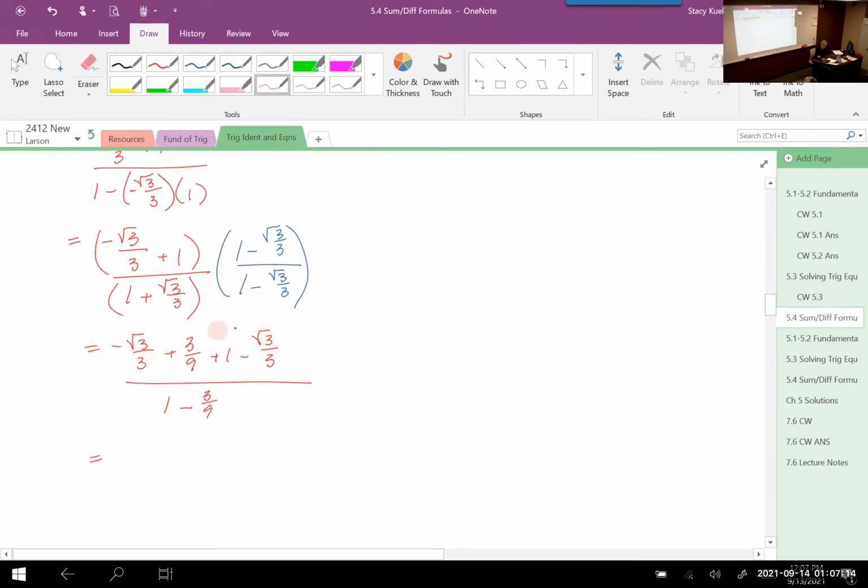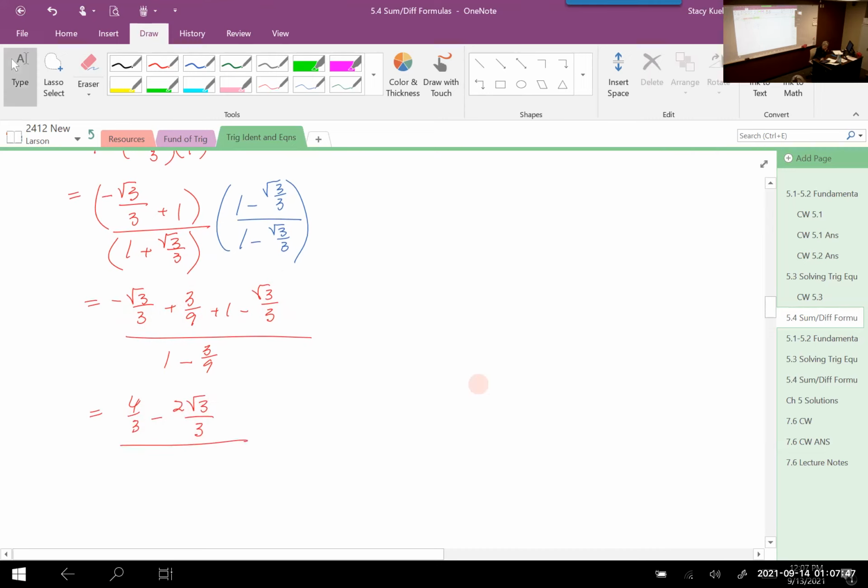So in the numerator, let's clean this up just a little bit. I have negative square root of 3/3 minus the square root of 3/3, so I have a total of 2 of them, don't I? Yeah. And here I have 1/3 plus 1. 3/9 is 1/3. What's 1/3 plus 1? 4/3, right? Okay, so I have 4/3 minus 2 square roots of 3/3 all over 1 minus 1/3, which would be 2/3.